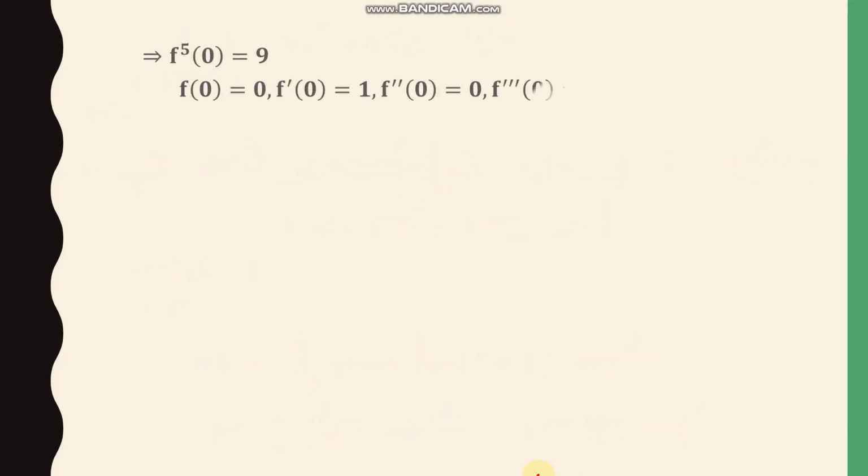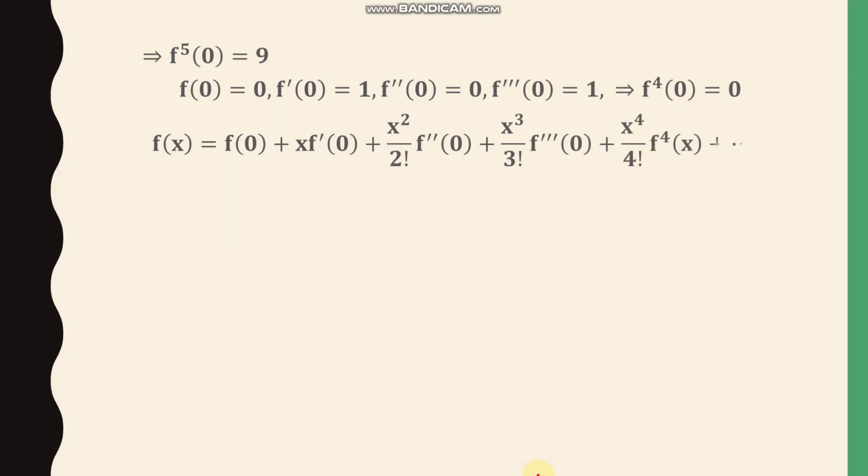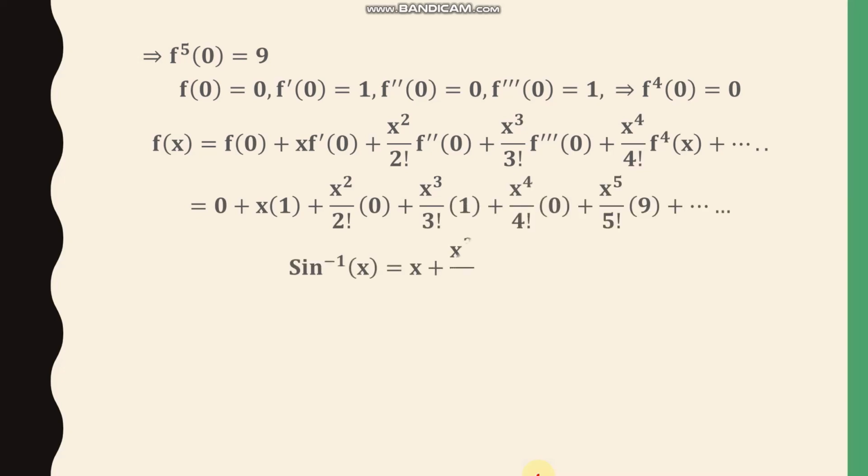So we have got these values of the derivatives at point 0. You can put it in Maclaurin's series. You can put all these values here and you will get the expansion of sine inverse x. So the expansion of sine inverse x is x plus x cube upon 3 factorial plus 9x to the power 5 upon 5 factorial and so on. And this completes 11th question A part.